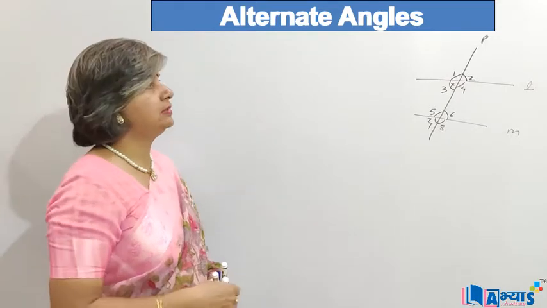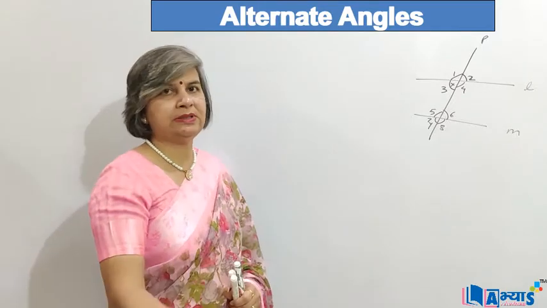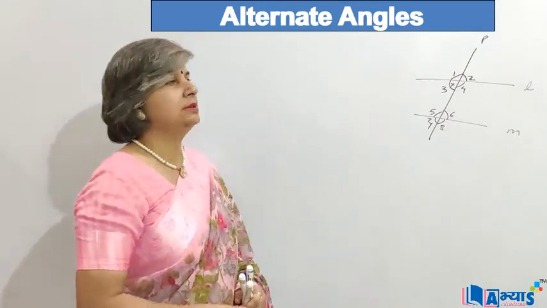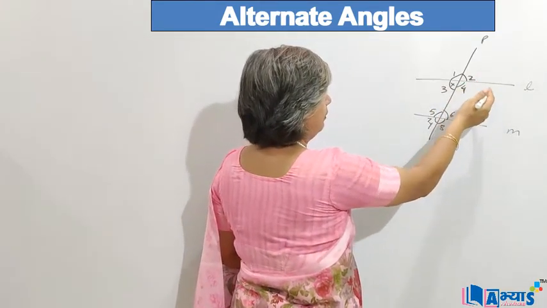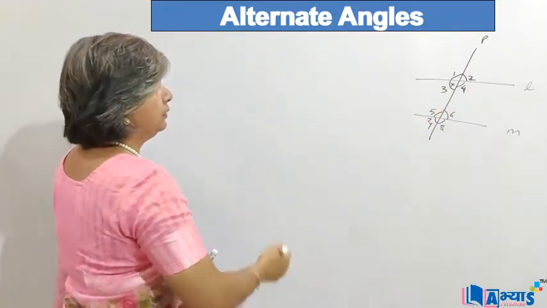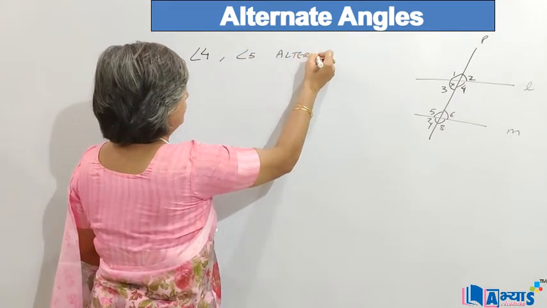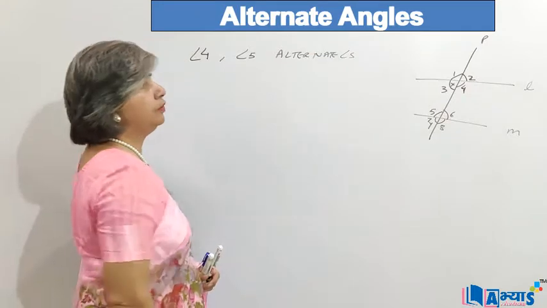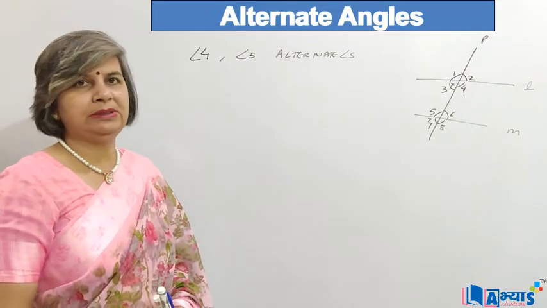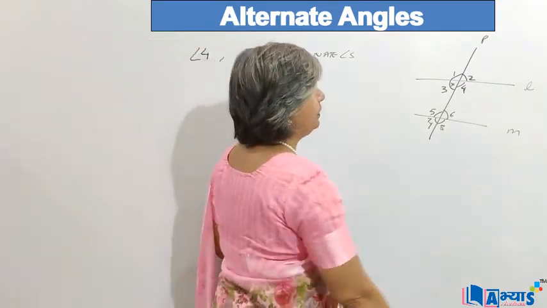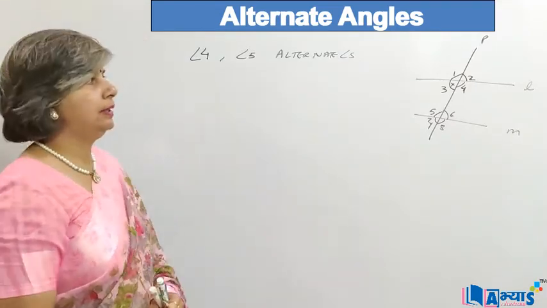Now, alternate angles are those angles in which one angle is on one side of the transversal and the other is on the other side of the transversal. Let us suppose we have angle 4 and angle 5. Angle 4 is formed at line L and angle 5 is formed at line M, when the transversal P is cutting them, and 4 is on one side of the transversal and 5 is on the other side. So 4 and 5 are alternate angles.